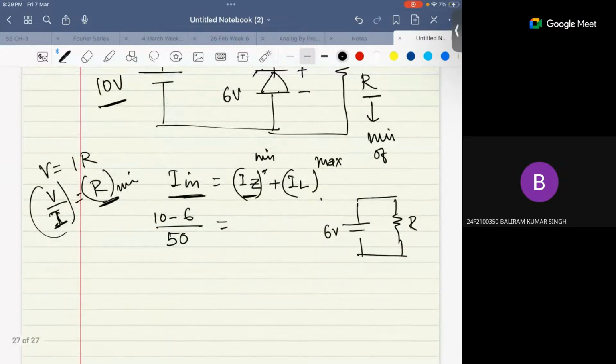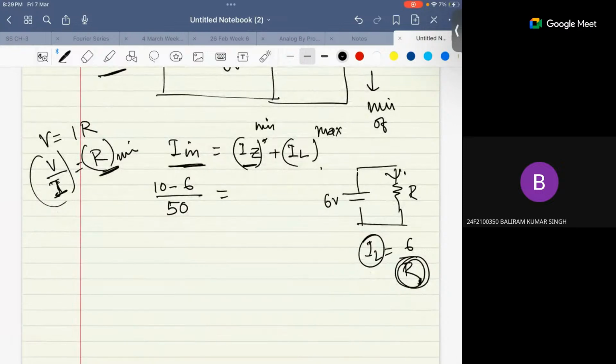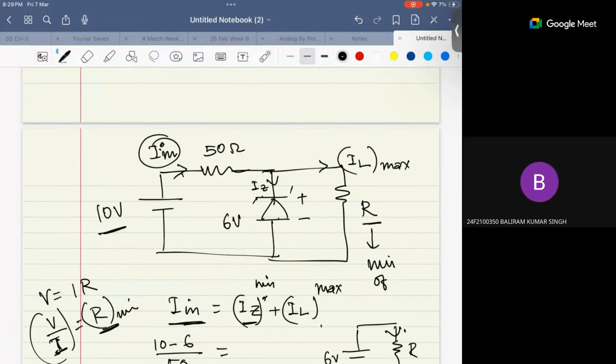Correct? This current IL will be what? IL will be 6 upon R. If you need this as a minimum, then this should be maximum. Or if you need R minimum, then 6 upon I maximum. Correct? I maximum you need. That means the IL maximum should flow. When will the IL maximum flow? When the Ig will be minimum.